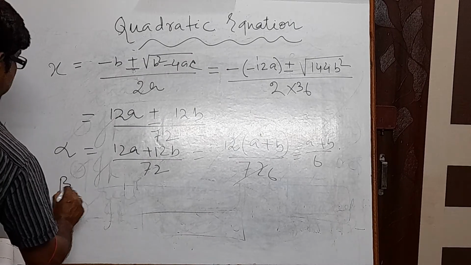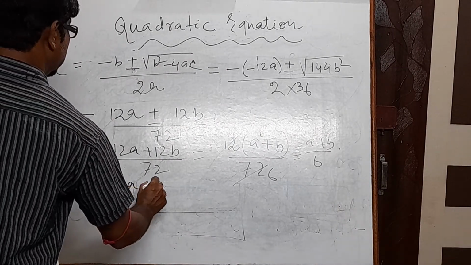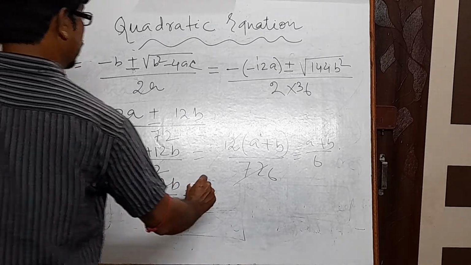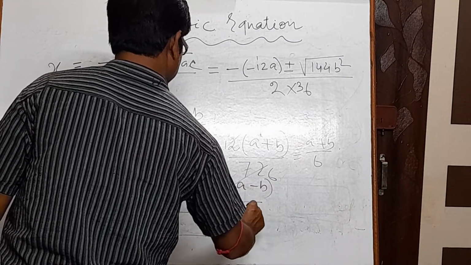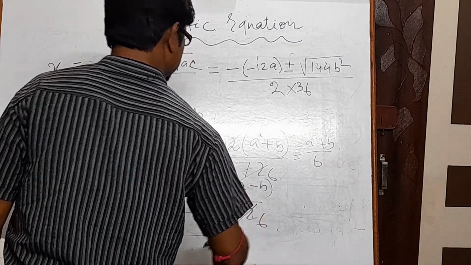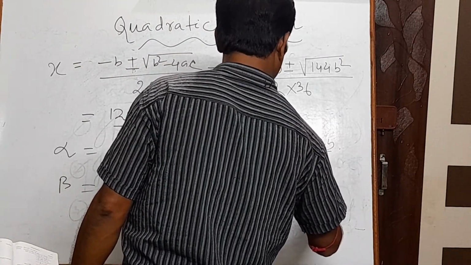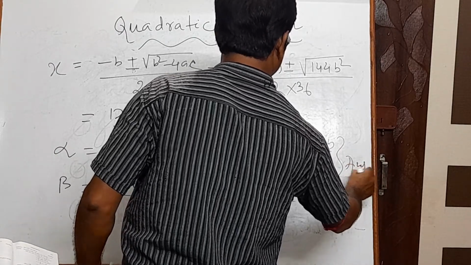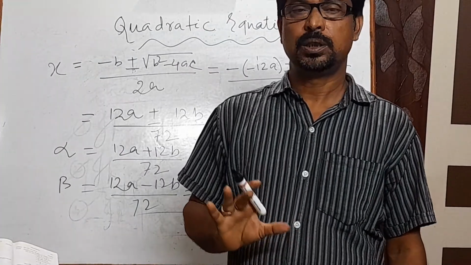And the value of beta will be 12a minus 12b divided by 72. 12 common again, a minus b by 72, that is a minus b by 6. So these are the two values of alpha and beta we have calculated using the quadratic equation formula.